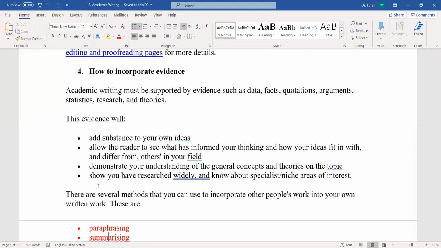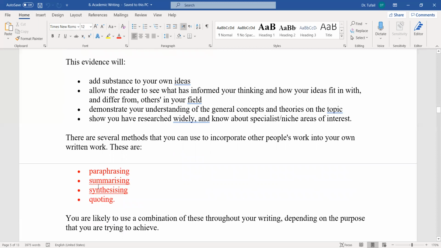So how can you support your contention or argument with the help of references? We have four methods. First, you can paraphrase: you take somebody's quotation, put it in your own words, and then mention it. Sometimes you use summarizing, which is not paraphrasing. Paraphrasing is rewriting each idea in your words, but summarizing is putting the summary of it all and presenting it as evidence.